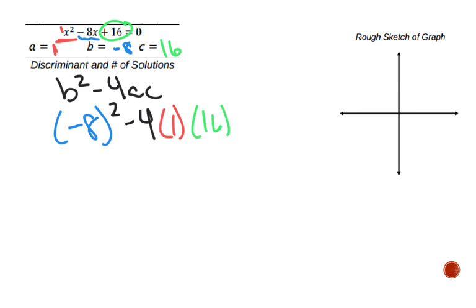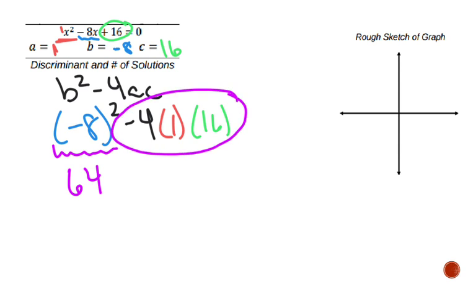So now we're just going to simplify here. We're going to start with the negative 8 squared. Negative 8 times negative 8 is positive 64. Then we're going to look at the second part. Remember this minus 4 we use as negative 4. So negative 4 times 1 times 16, which is negative 64. Then 64 minus 64 is 0.